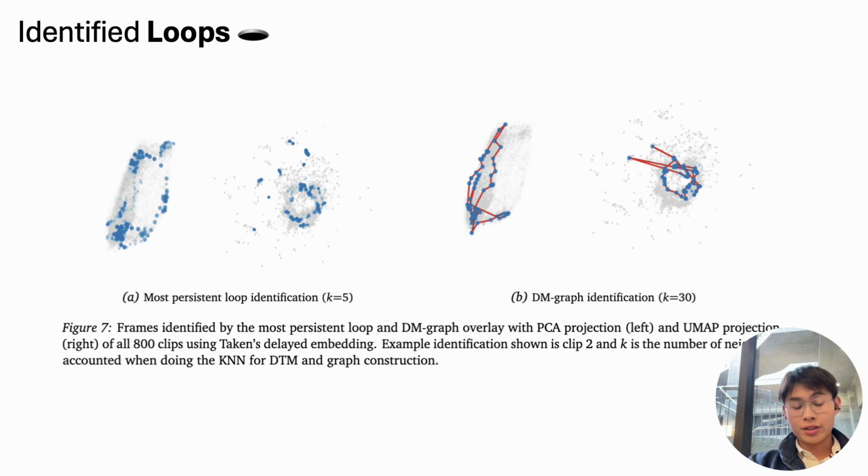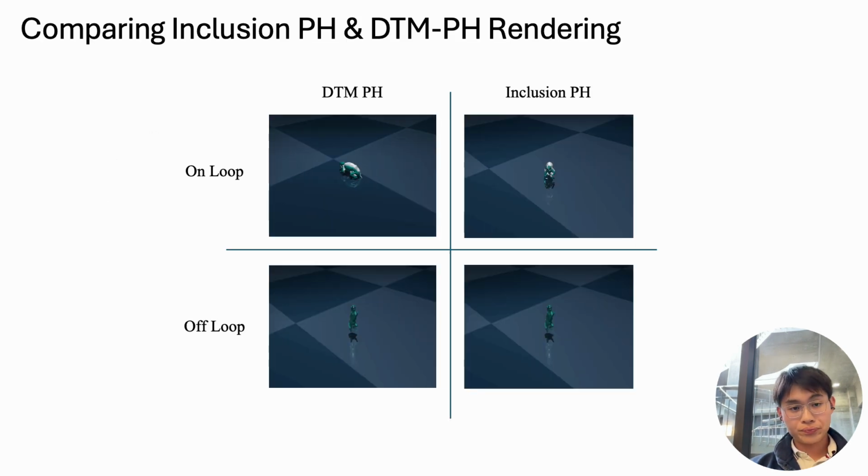And some quick results here, even with this flawed implementation, we can see that we can identify the most persistent loop. This is a UMAP embedding again on the right and the PCA on the left. And then we can see that we can get the most persistent loop with persistent cohomology, and then use the discrete Morse graph to identify these holes.